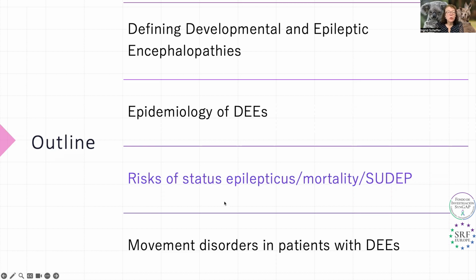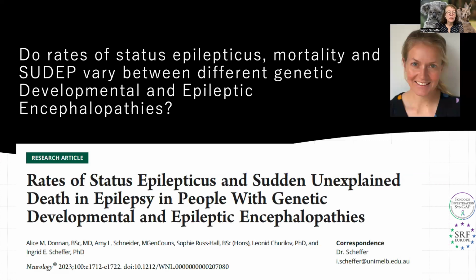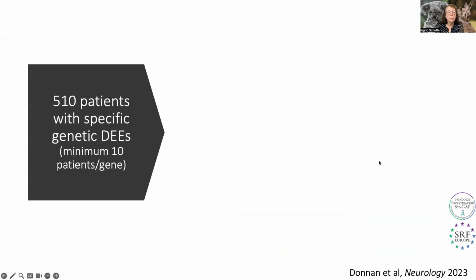So now I'd like to move on to the first of two studies, and this one examines the rates of status epilepticus. Now this is defined as 30 minutes, and we look at both convulsive and non-convulsive status epilepticus, the mortality rates, and SUDEP, which stands for sudden unexpected death in epilepsy, in people with different genetic developmental and epileptic encephalopathies. And this work was led by a very talented pediatric registrar called Alice Donnan.